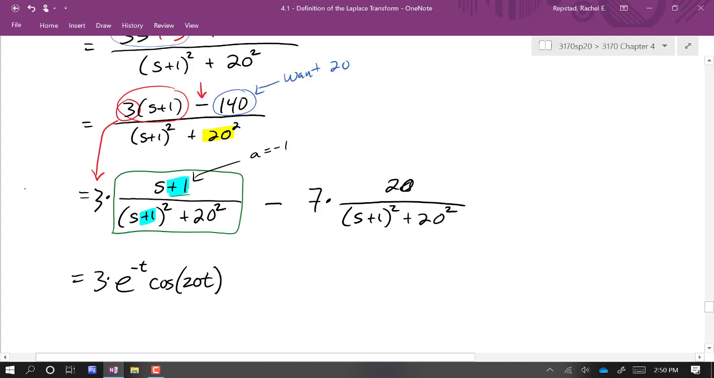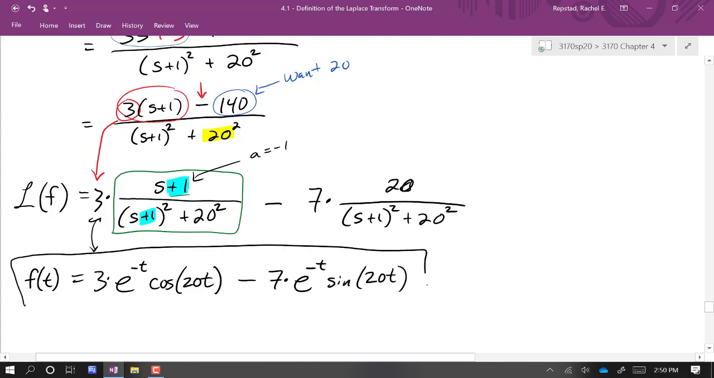And let's see, this was up top, this is the Laplace transform of f, so down here this is actually f of t, right? These two are not equal to each other. Now we're finding the inverse transform. And then we have minus 7 times, and the same thing, same shift. Shift is by negative 1, but this time the form is sine. So 7 times e to the minus t sine 20t. And there is our function.